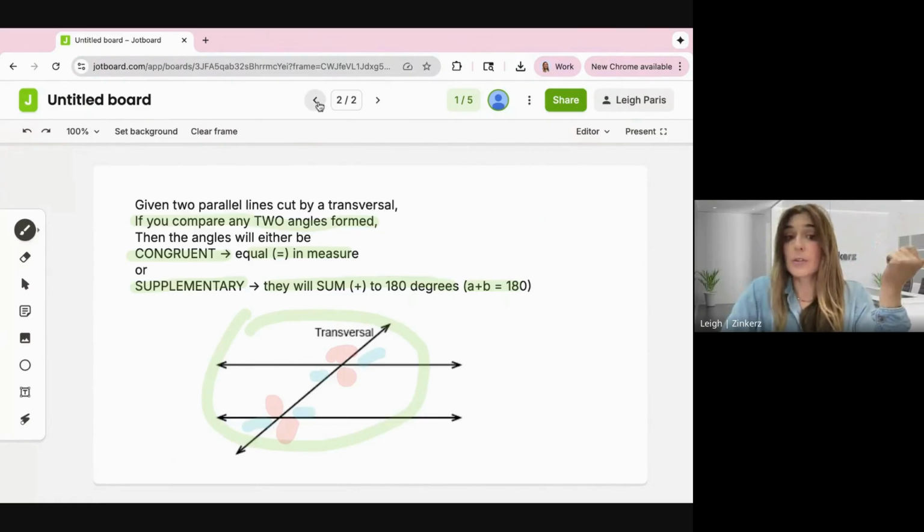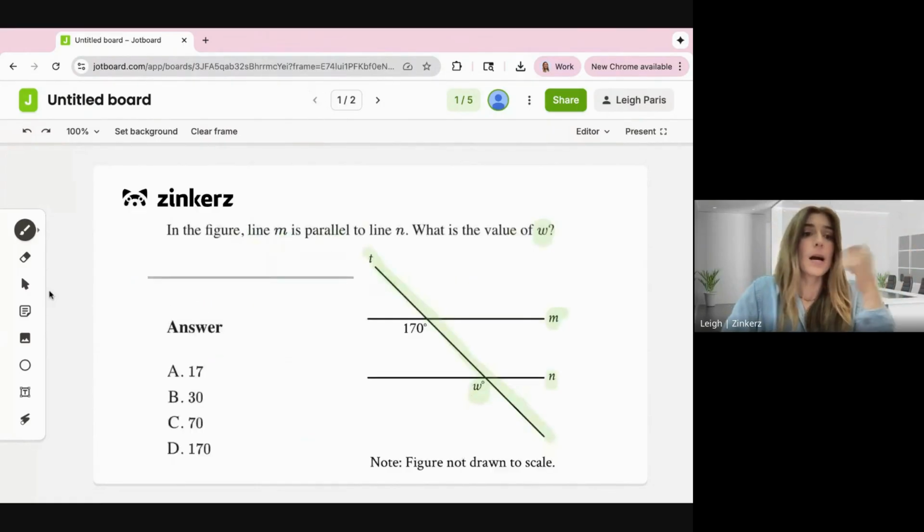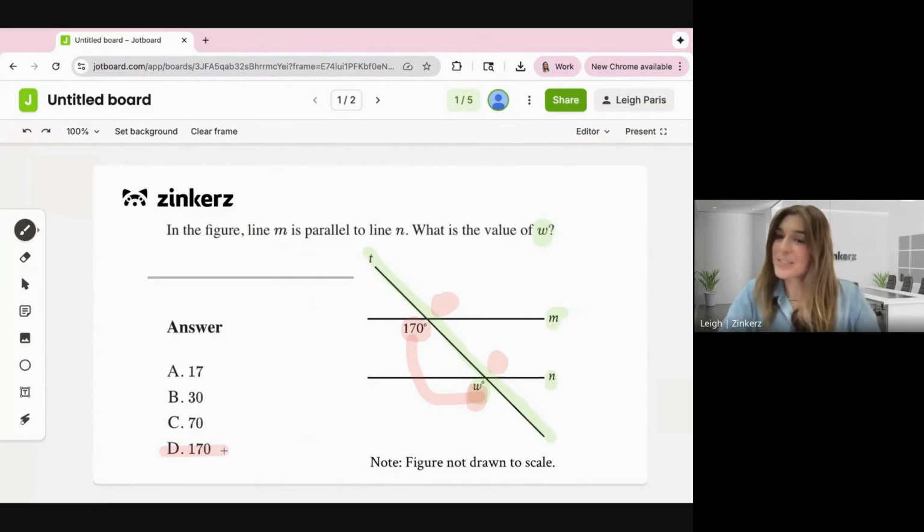So we're going to apply that rule to this specific problem. I'm noticing 170 here is a big angle. If I want to go around and mark every other big angle on this diagram, that's going to indicate to us W is a big angle, so W must be congruent to the 170. And you have your final answer at D.